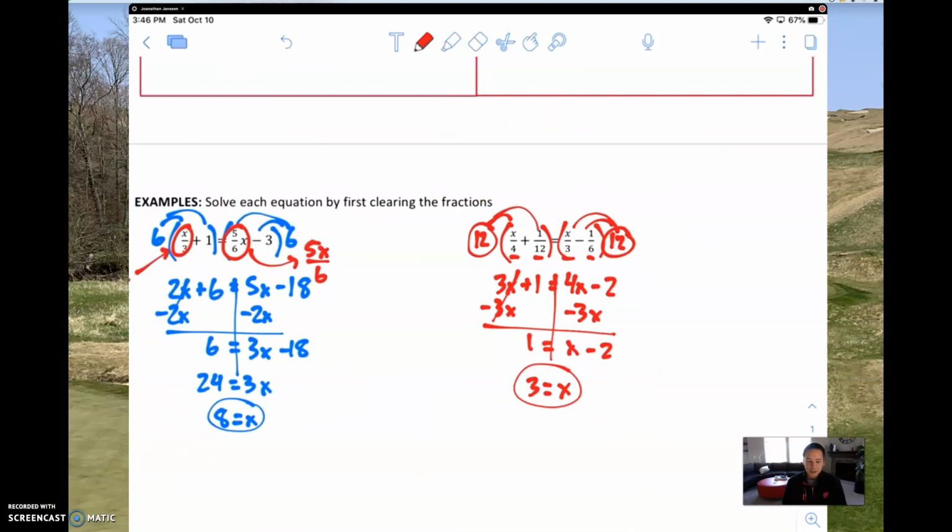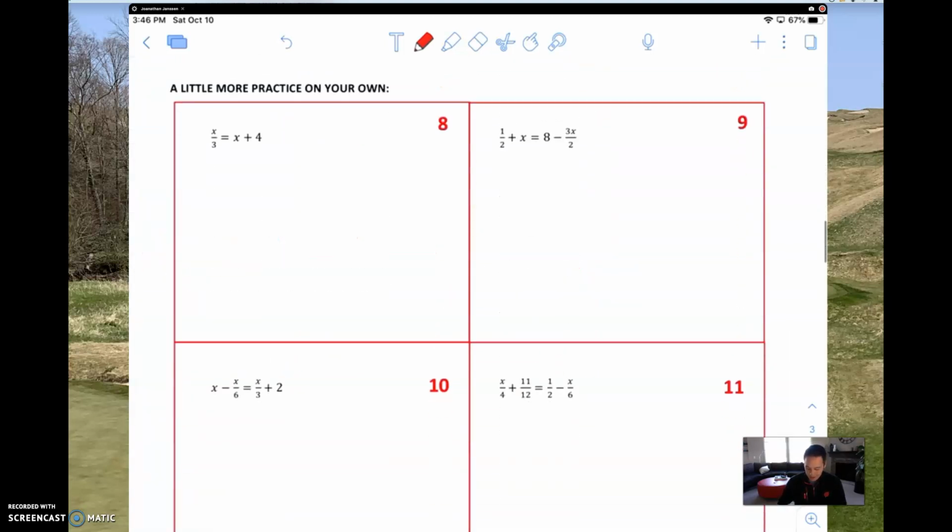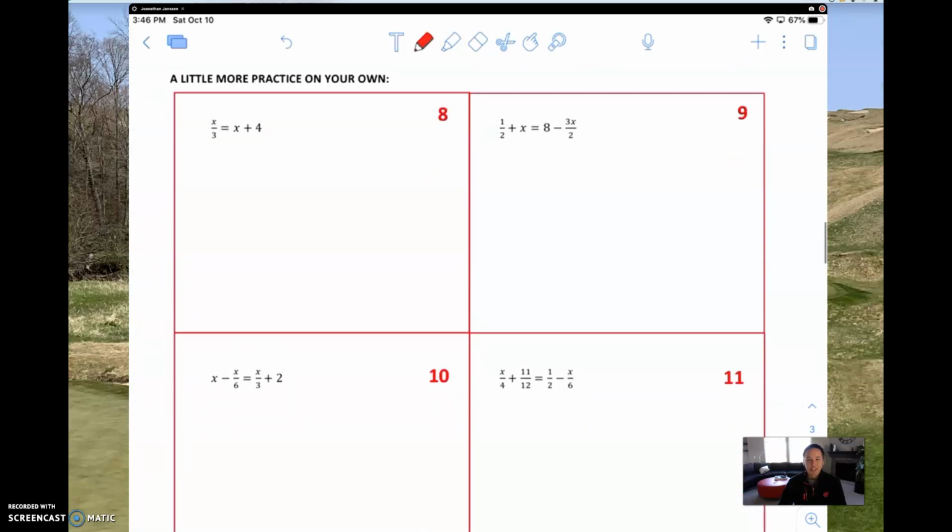So that's how you deal with fractions. Hopefully you learned something, and give the next ones a shot. And then there's a small little check on the back to make sure you really understand it.